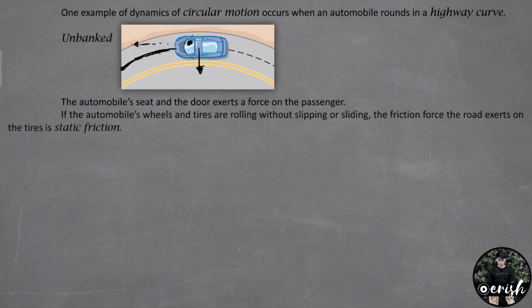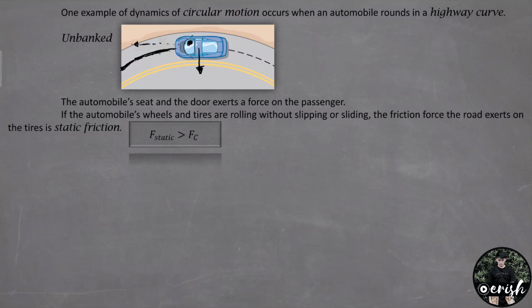If the automobile's wheels and tires are rolling without slipping or sliding, the friction force the road exerts on the tires is a static friction, or a static frictional force. And that's because the bottom of the tire is at rest against the road at the instant that it is rolling. And that means the static frictional force is larger than the centripetal force felt by the vehicle.